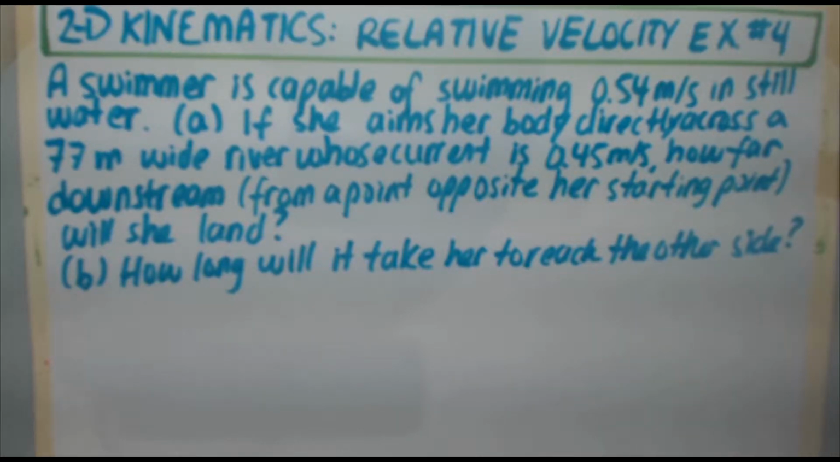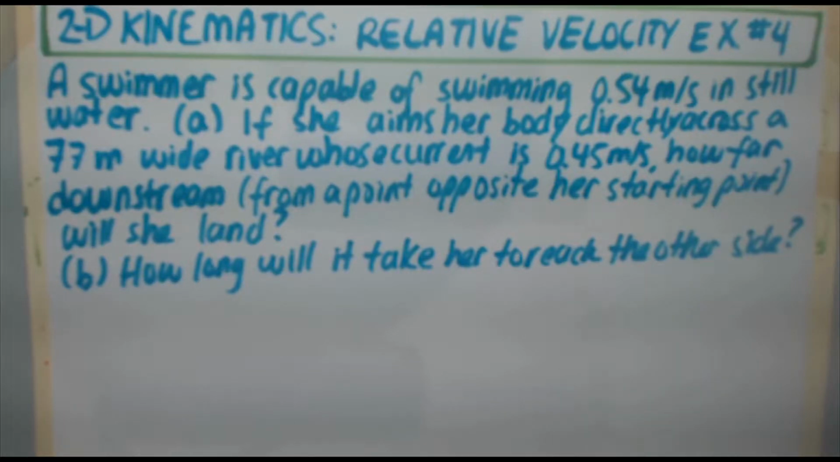A swimmer is capable of swimming 0.54 meters per second in still water. A. If she aims her body directly across a 77-meter wide river whose current is 0.45 meters per second, how far downstream from a point opposite her starting point will she land? And B. How long will it take her to reach the other side?